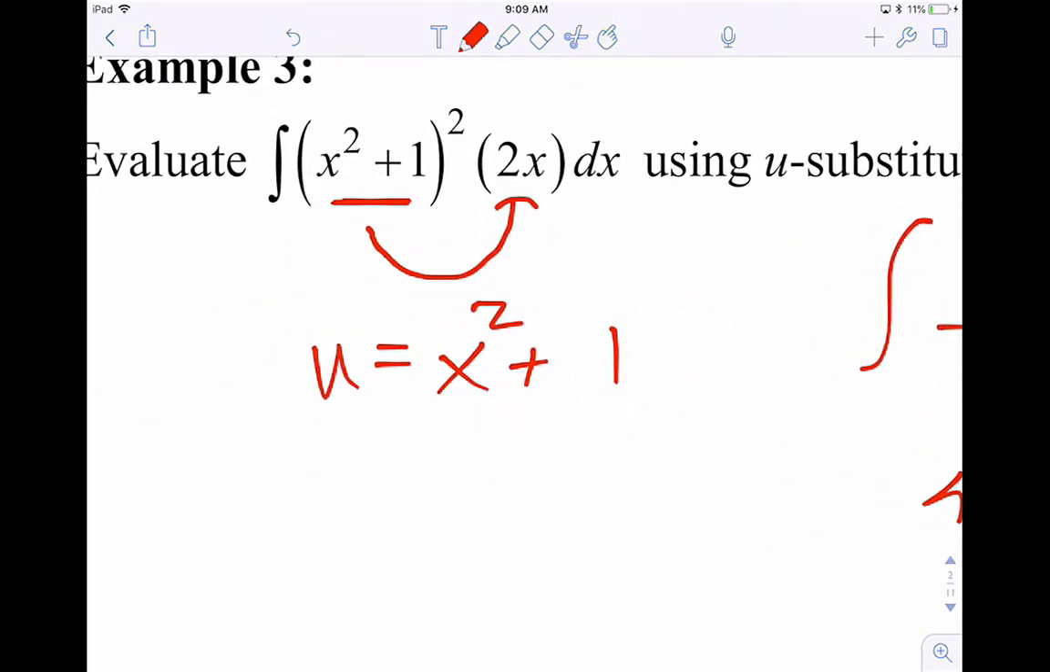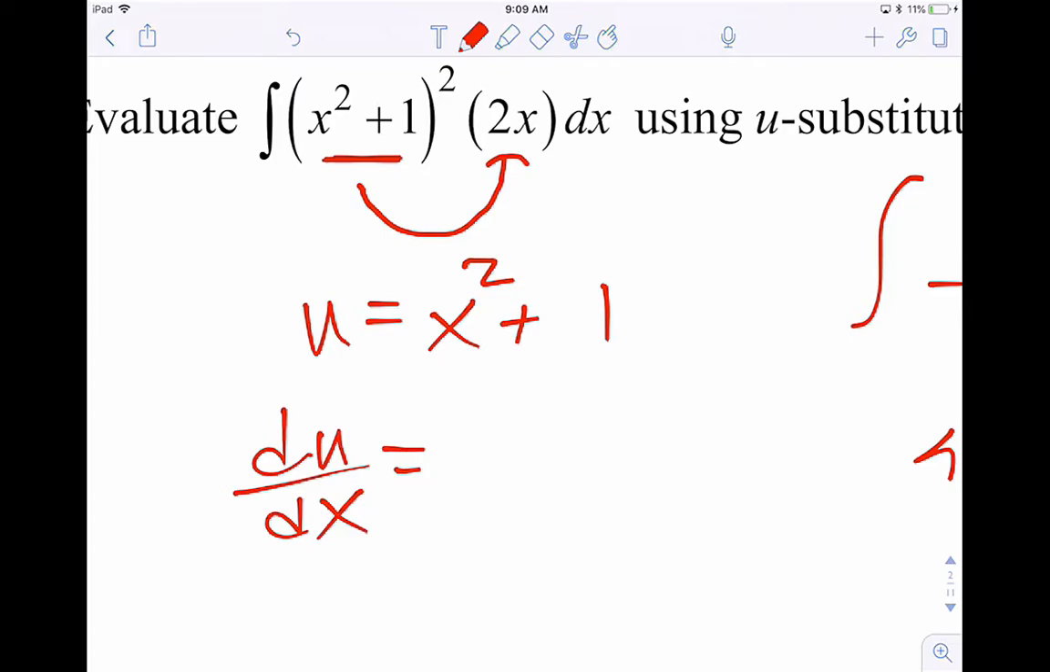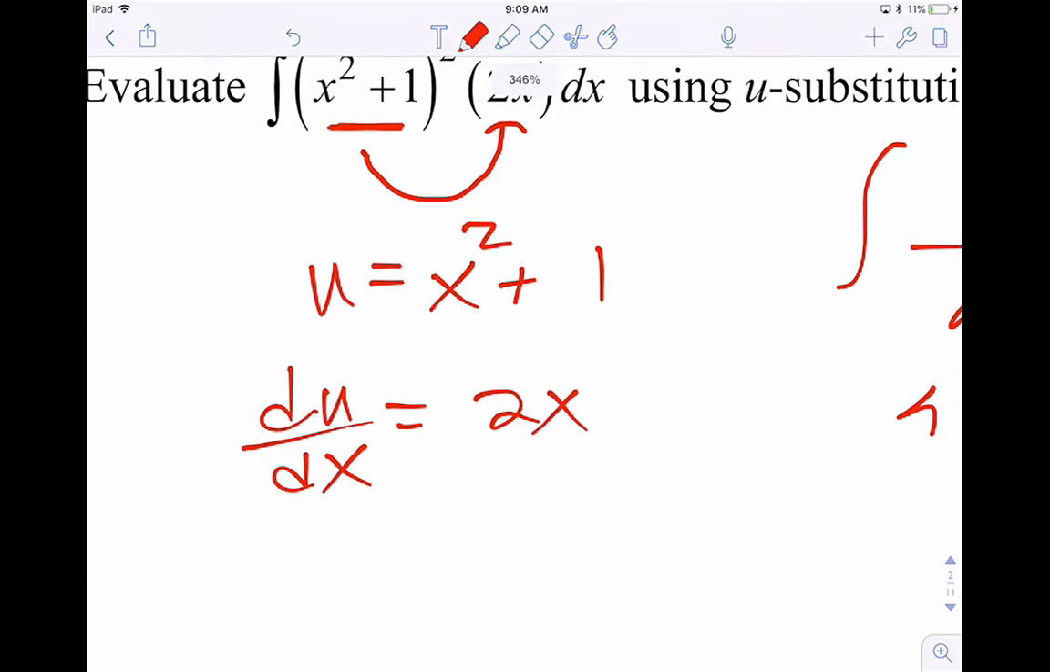If I pick the u, you do take the derivative of it. I'm going to call it du dx. That's the differential notation. The mathematician behind it we'll get to a little bit later. But du dx would be 2x. Okay, so we're doing derivatives again.